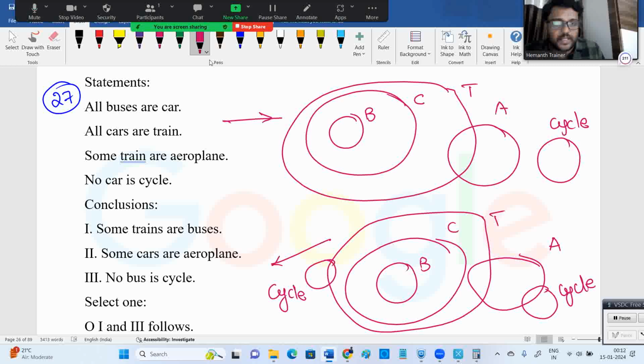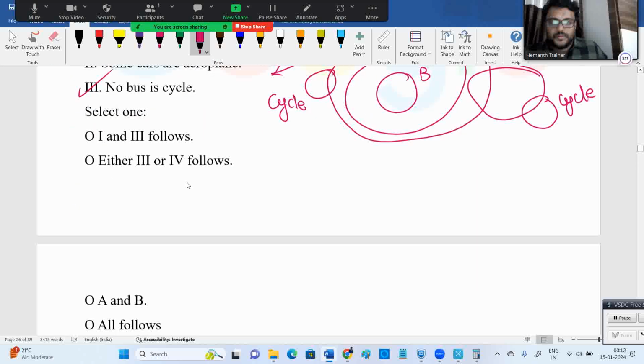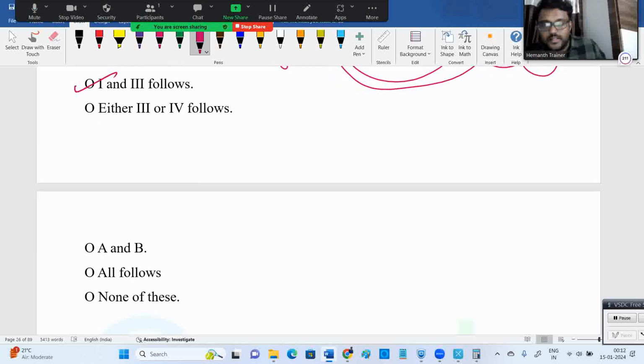Fine, but first, some trains are buses. Yes, in the train area, some part is occupied by bus. The first one is correct in both diagrams. Some cars are aeroplanes? No, cars and aeroplanes are not connected. Failed in both diagrams. No bus is a cycle. Correct in both. So the first one and third one only are correct.